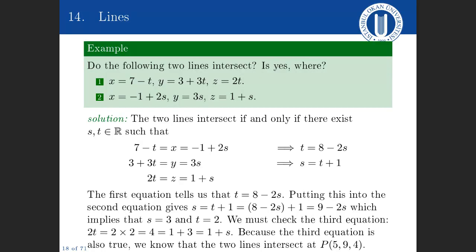S equal to 3 and t equal to 2 solves all three equations at the same time. Because all three equations are true at the same time, we know that the two lines intersect when s is 3 and t is 2. And by putting either t equal to 2 into the first line or s equal to 3 into the second line, we find the point where they intersect. They must intersect when x is equal to 5, y is equal to 9, and z is equal to 4.